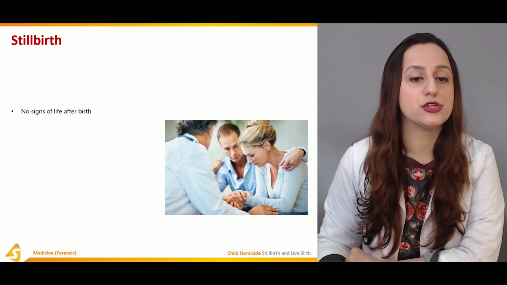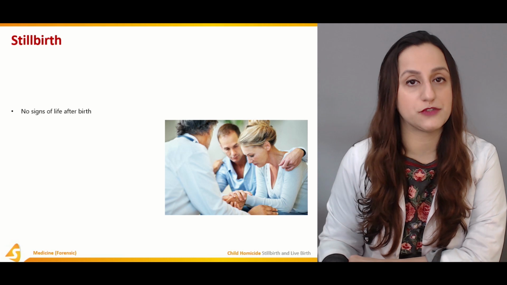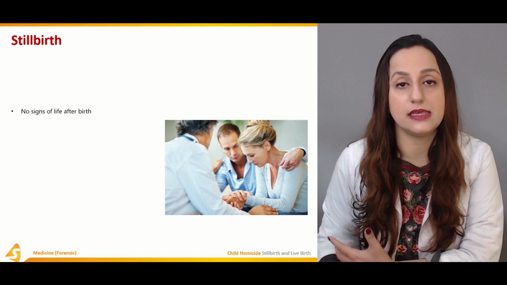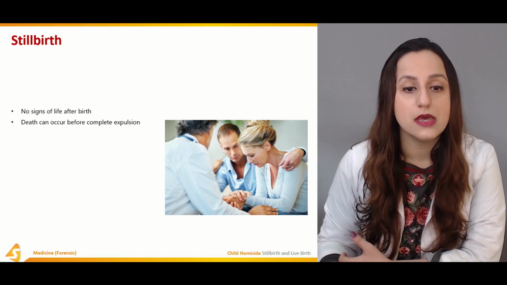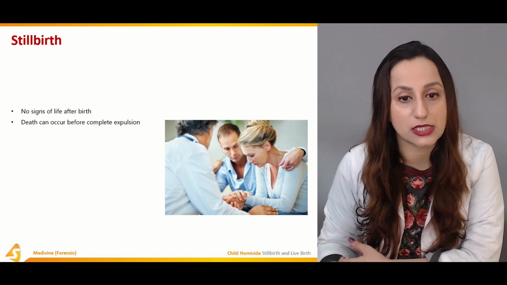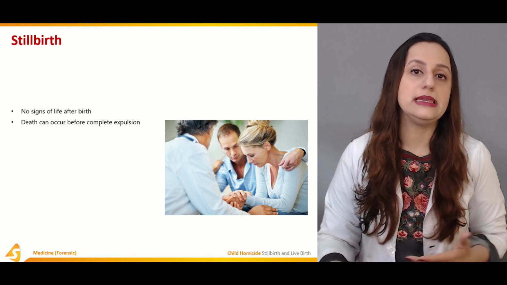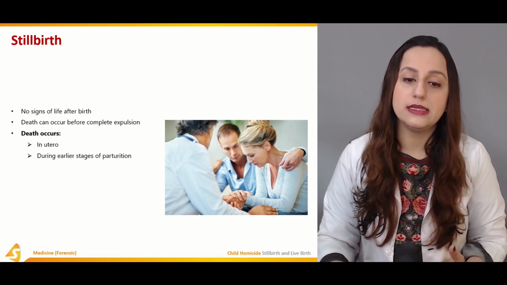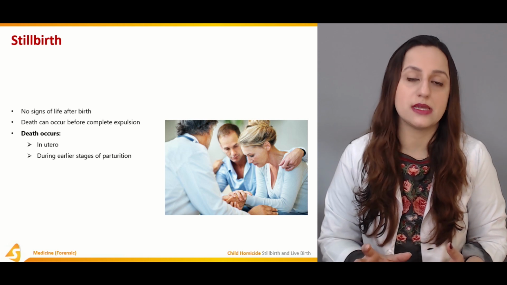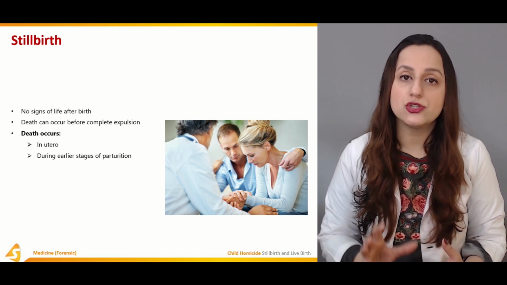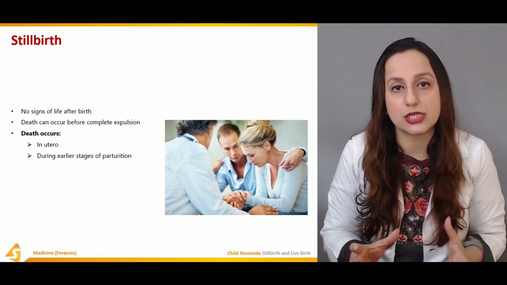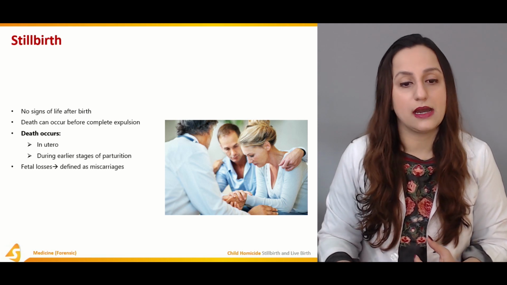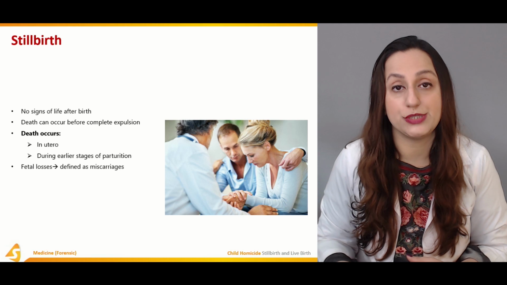Now, stillbirths, whenever we talk about them, there are no signs of life after birth, and especially we are talking about after the fetus has attained the age of viability, that is 24 weeks. So death can occur before the complete expulsion, that will be considered as the intrauterine death, and death occurs in utero during the early stages of parturition. That basically comes under the terminology of intrapartum death, or due to the delivery complications. The child can die due to the delivery stress complications that can occur during the delivery process or the procedure.